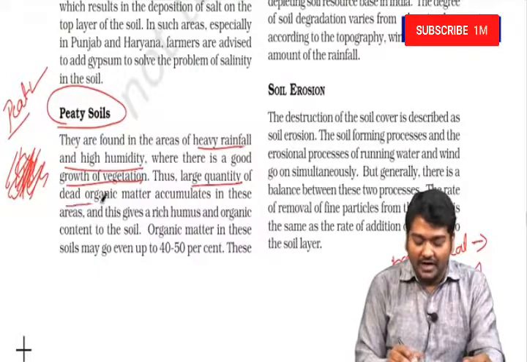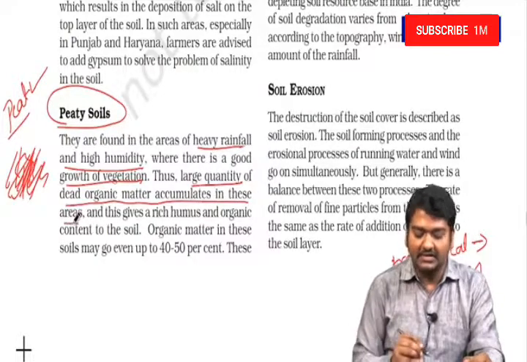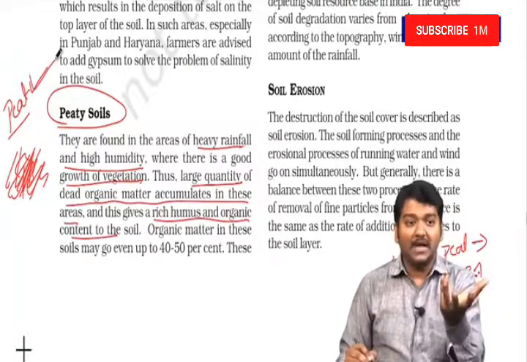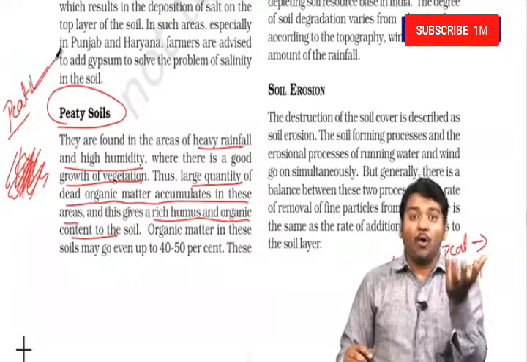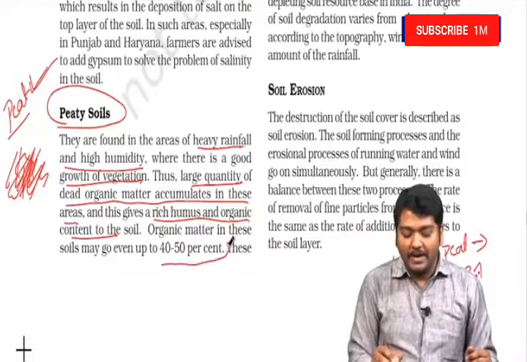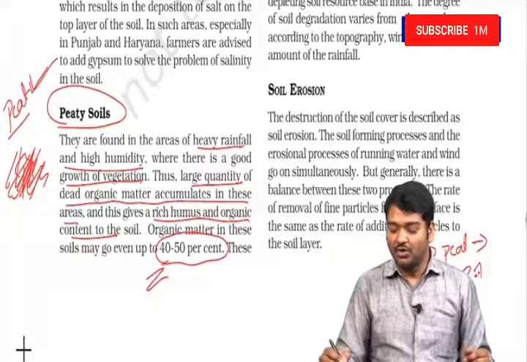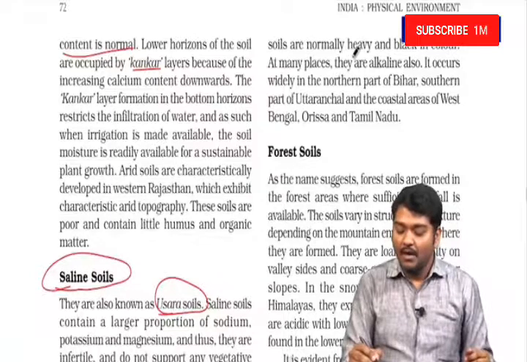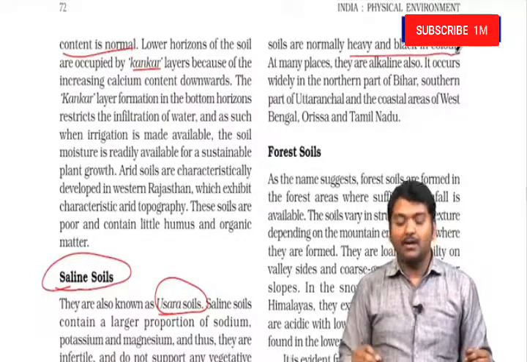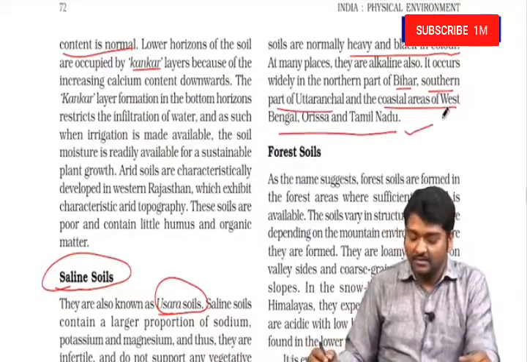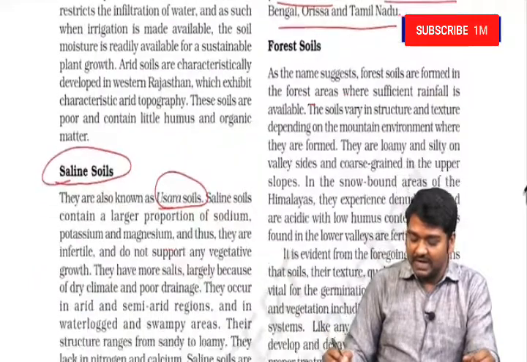A large quantity of dead organic matter accumulates in these areas and they have rich humus content. Peat means more carbon content associated with the plants. Organic matter may be up to 40 to 50%. This is what you need to understand. These soils are normally heavy and black in color. They are found in Bihar, southern parts of Uttaranchal and coastal areas of West Bengal, Odisha and Tamil Nadu. Please try to see this carefully once.